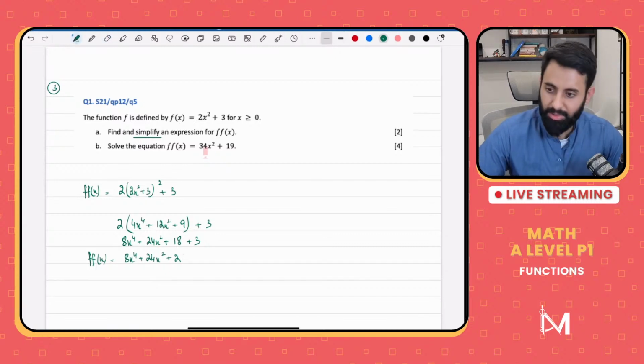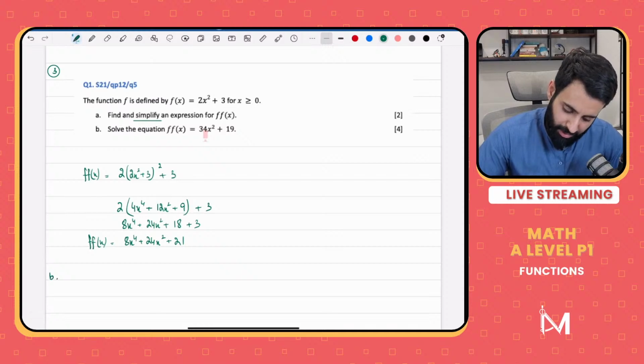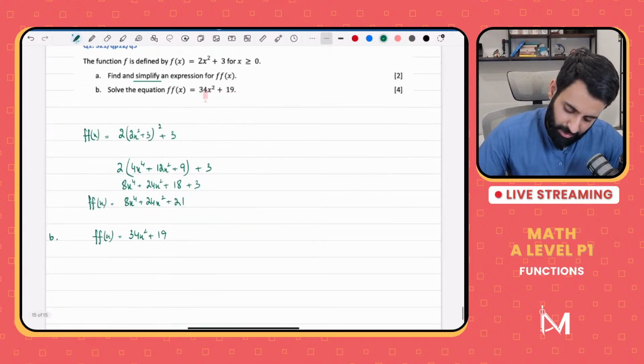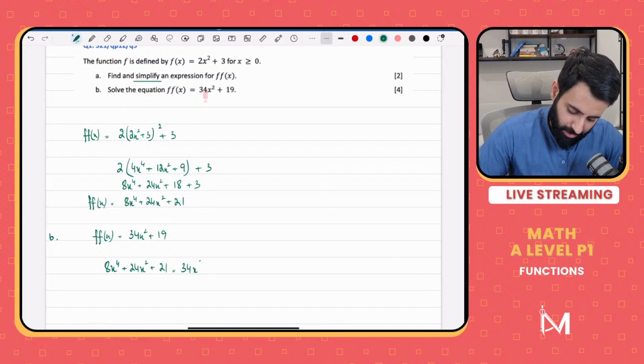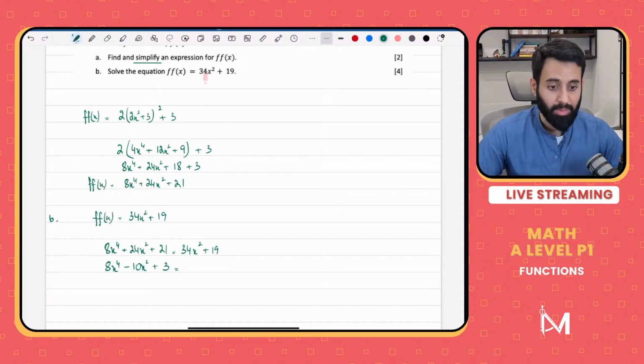Anyway, so this is the answer. Easy, 2 marks. Part B says solve the equation f of f of x equals 34x squared plus 19. Now, what can we expect here? Let's see. First, let's equate it to 34x squared plus 19 and then see what we have to do in order to solve this equation. So obviously, we have to move all the terms over to the left-hand side. So 8x power 4 remains as is. 24x squared minus 34x squared is minus 10x squared. 21 minus 19 is equal to plus 3, which is equal to 0.